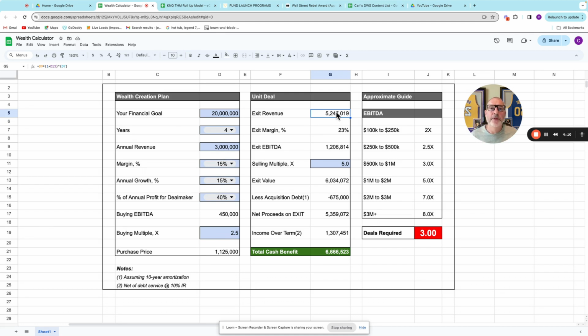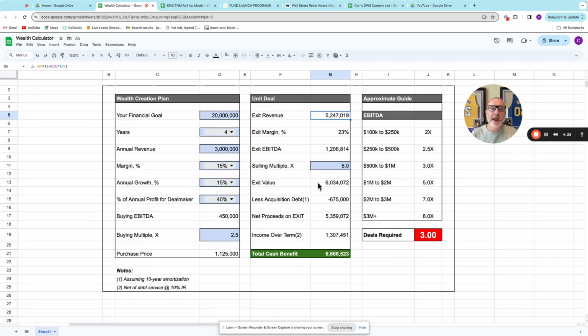So we're going to sell at 5.247 million in revenue, 23% margin. That gives us an exit EBITDA of about 1.2 million. And then at that kind of level, looking at the chart, we're going to be able to sell for at least a 5 times multiple. So that's going to give us an exit value at just over $6 million.